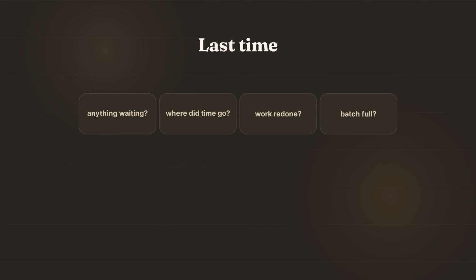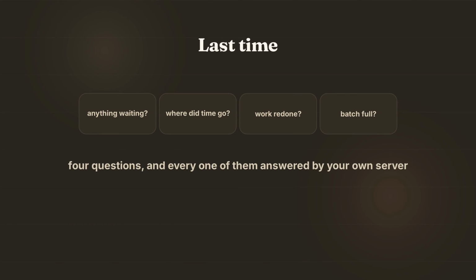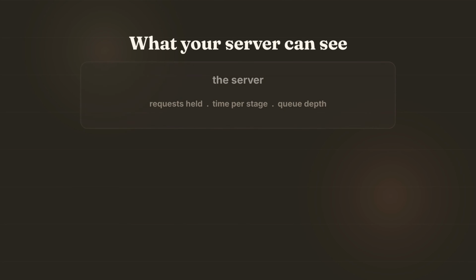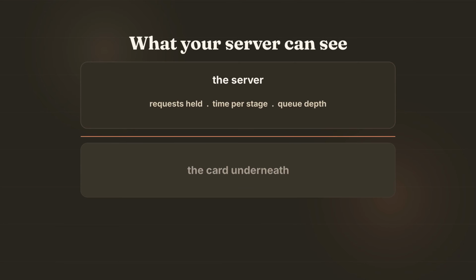So last time we went through the numbers your server publishes about itself and how you turn those into a dashboard that answers something. And today we go underneath it because a server can only report on itself. It can tell you how many requests it's holding and how long each stage took, and it can't tell you what the card underneath was doing while that happened.